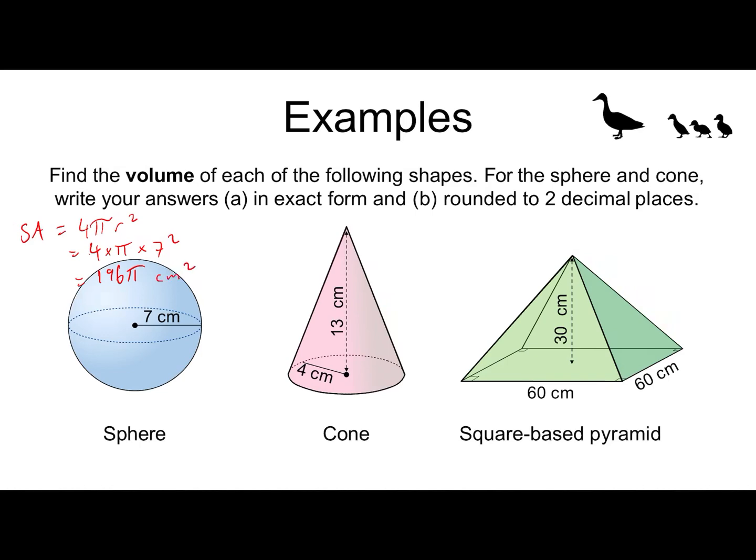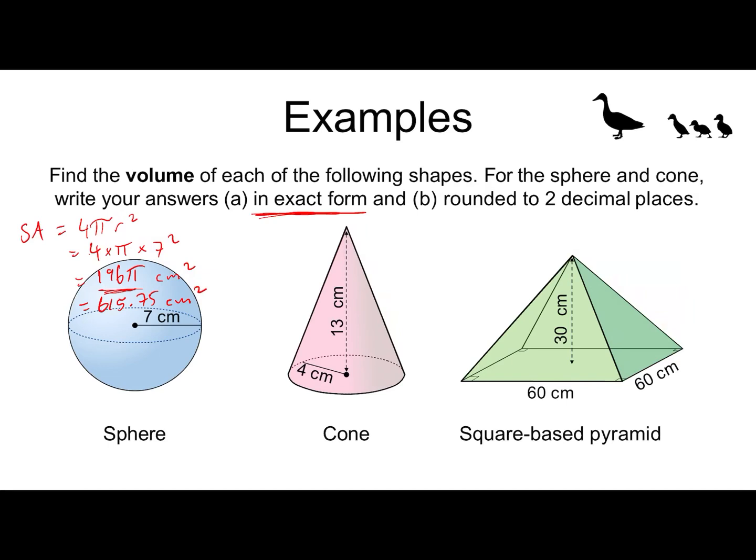centimeters squared. Okay, and again, I could give the answer in exact form. That's exact form right there, 196 pi, no changing it. If I wanted to round it to 2 decimal places, I would do 196 times pi, and then round that to 2 decimal places, which would be 615.75 centimeters squared. Okay, so the sphere is nice and easy.